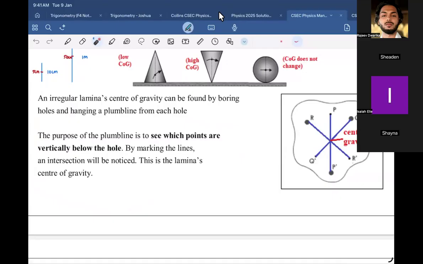So Shina, from hearing that being read, how much of that do you actually understand? You can be very honest with me. The points are vertically below the hole. Okay, do you feel like you understand anything of substance there? No. I like that. I like that you're honest, and I'll explain it to you better.